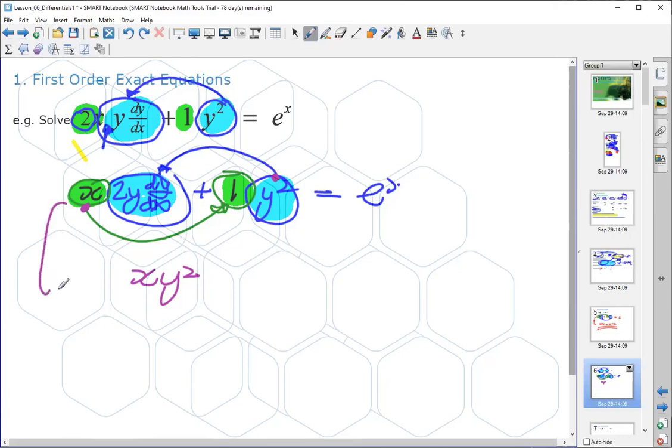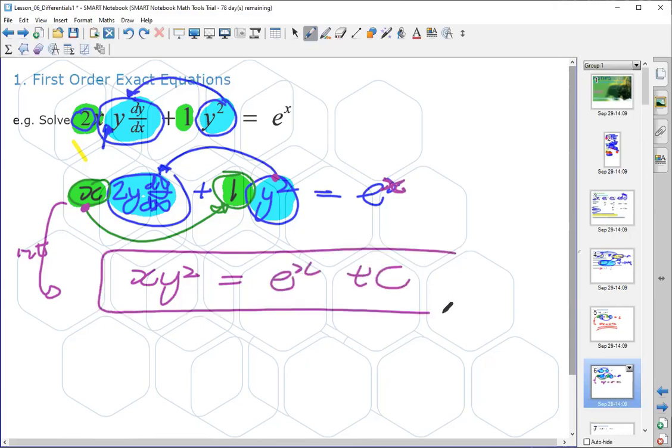So effectively we've integrated. Let's just write integrate there. And that means we need to integrate this e to the x. What happens when you integrate e to the x here? Stays e to the x. And then we just need a plus c. And so there's our answer. So we've solved that differential equation and it was easy to do.